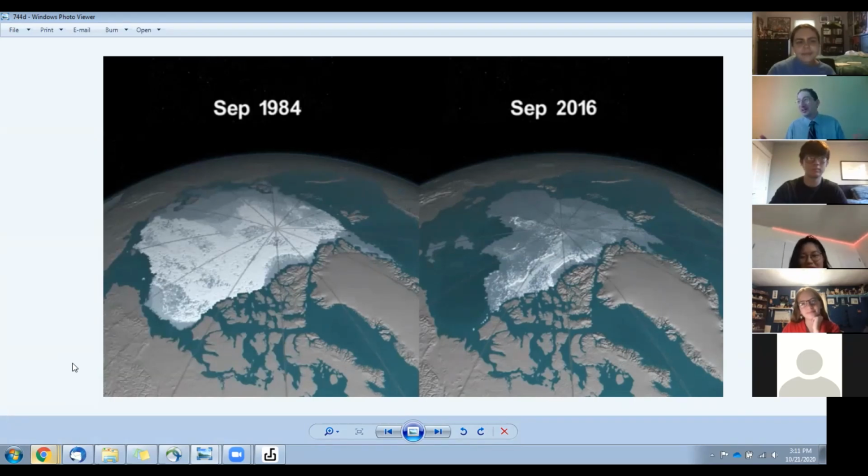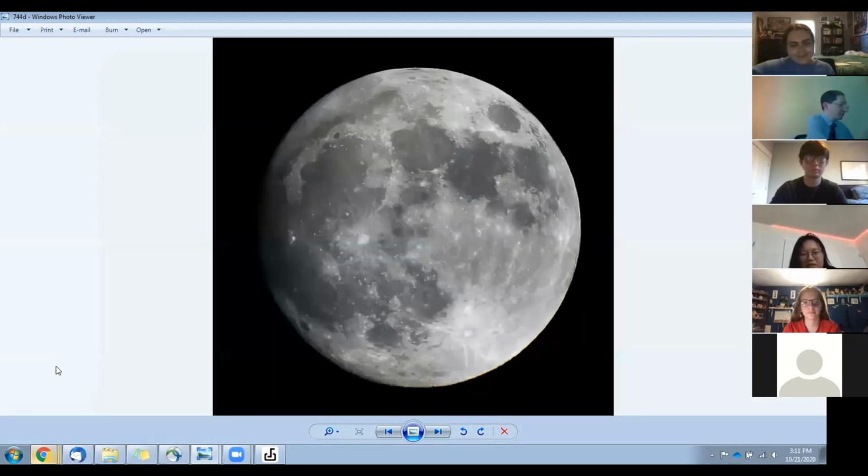CO2, it's just a molecule. It's a simple molecule. We can measure how it retains heat. We can do it in simple laboratory experiments, and we know roughly how much we put up from the burning of fossil fuels. So it's not surprising that the temperature is going up. Okay, enough of that, on to the moon.